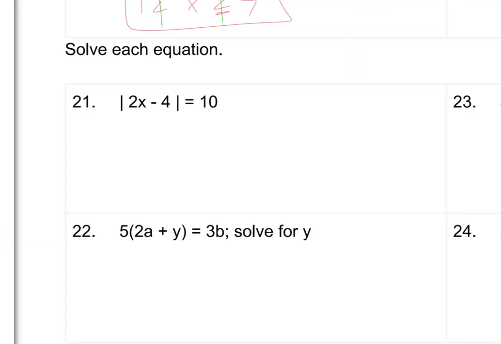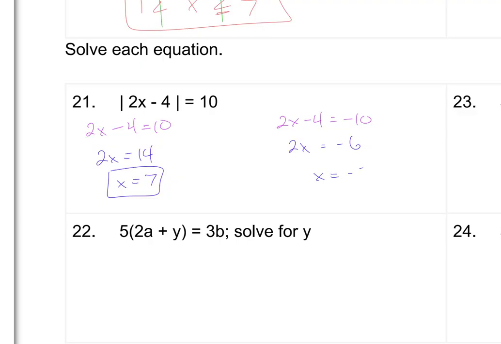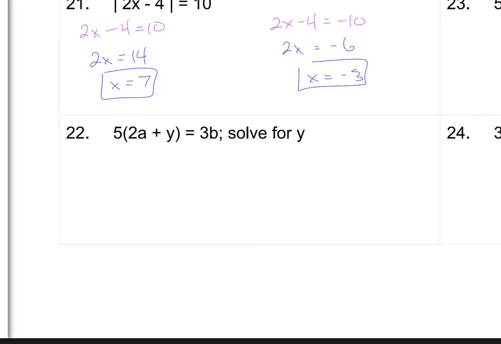Solve each equation. Absolute value is already by itself, so here is my positive version. Here's my negative version. Add 4, divide by 2. Add 4, divide by 2. And they didn't ask us to graph here, so I'm not going to.